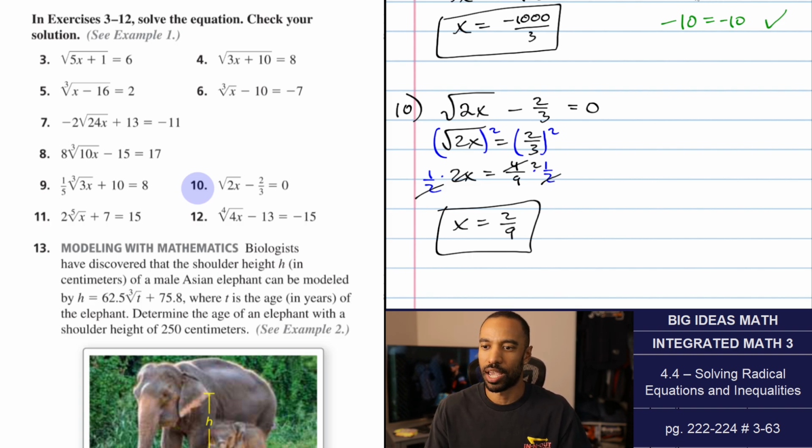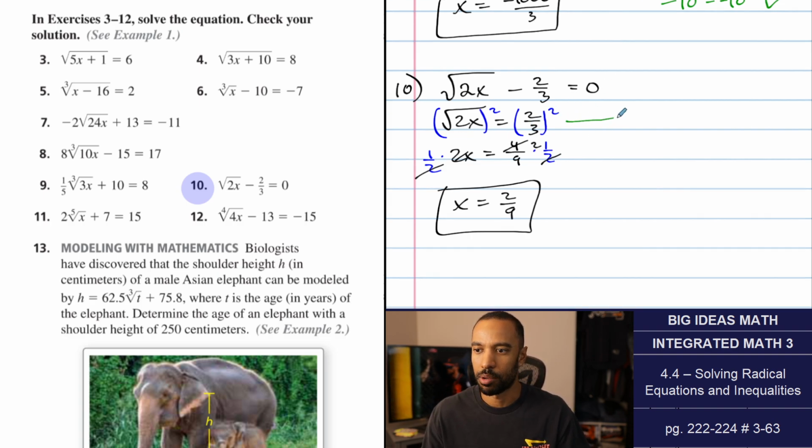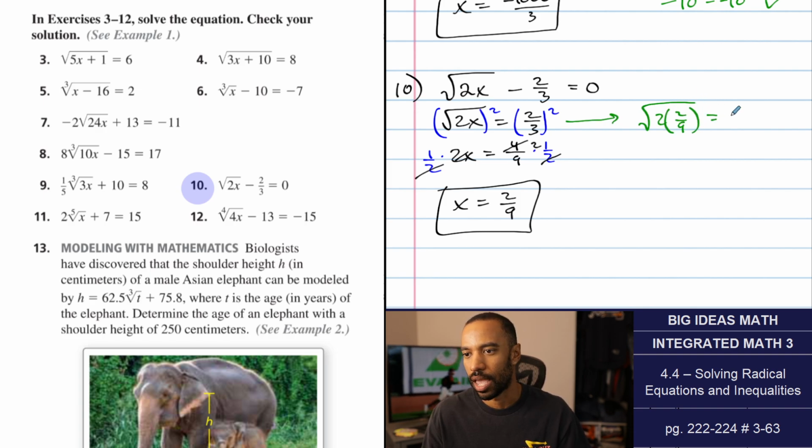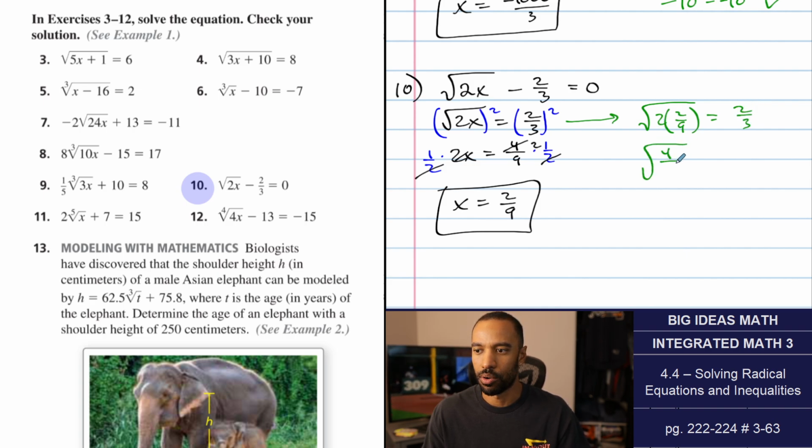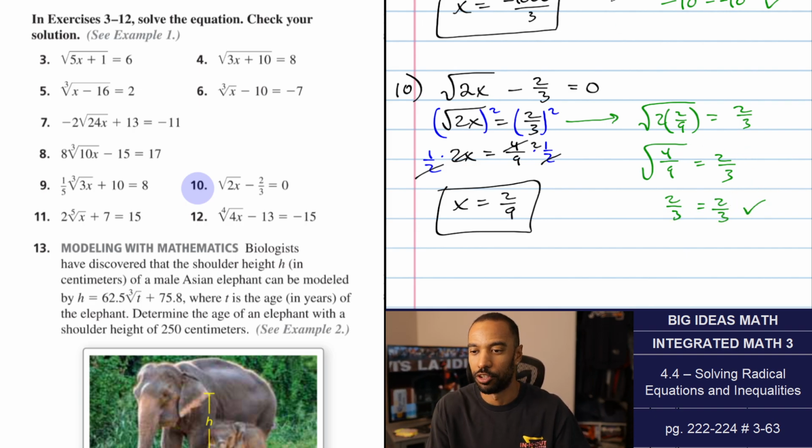Now, let's double check that. This was the squaring portion right here, so I'm going to check the square root of 2 times 2/9. Does that equal 2/3? 2 times 2 is 4. We get the square root of 4/9. And the square root of 4 and the square root of 9 are what we're going to get here. 2/3 equals 2/3. Nothing extraneous yet. Feeling pretty good on things.